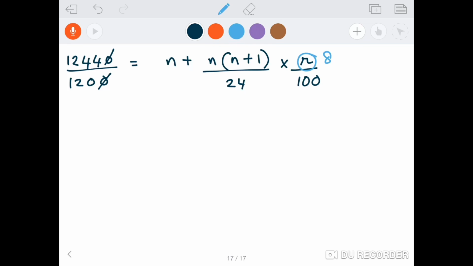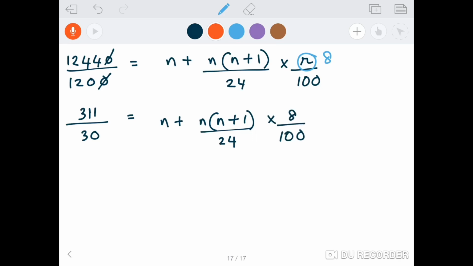So when I do that, in the numerator, I will get 311 divided by 30 is going to be equal to n plus, I'm not going to change this at all, n plus 1 by 24 times 8 by 100. I know that 8 and 24 would get cancelled now, so that is going to give me a 3. So if you notice, on my RHS I have a 300 in the denominator, on the LHS I have a 30, so that's waiting for you to get cancelled. So now all I'm going to do is simplify my RHS, take a common LCM and then proceed with it.